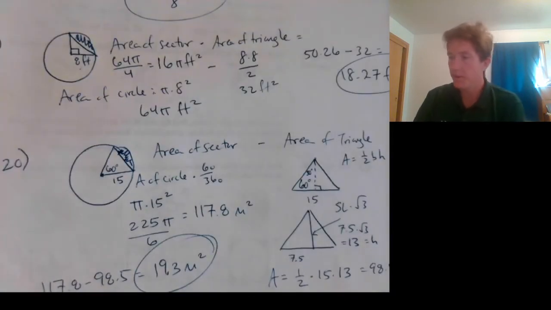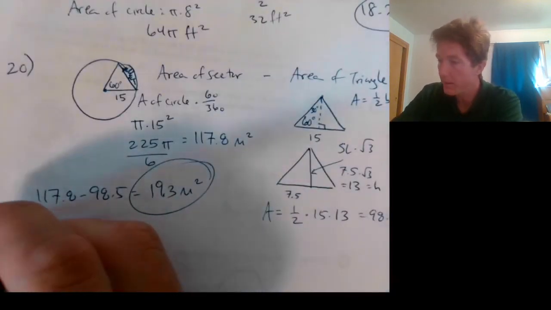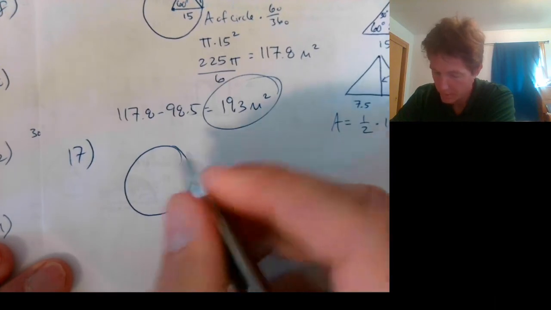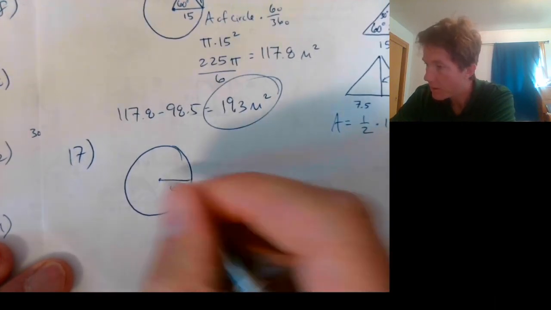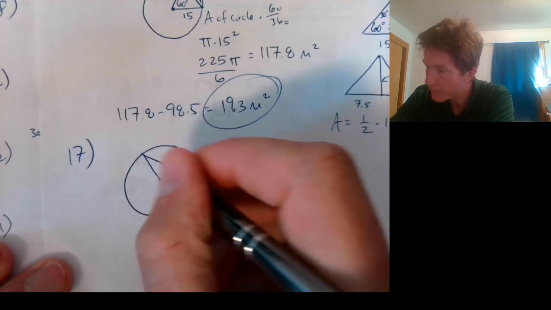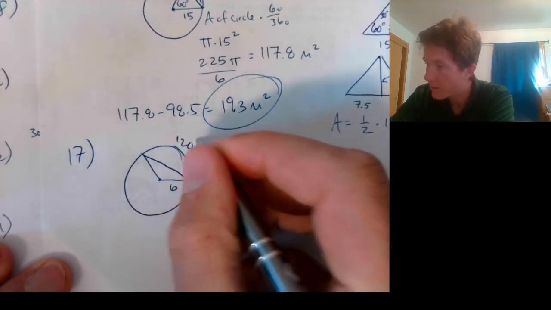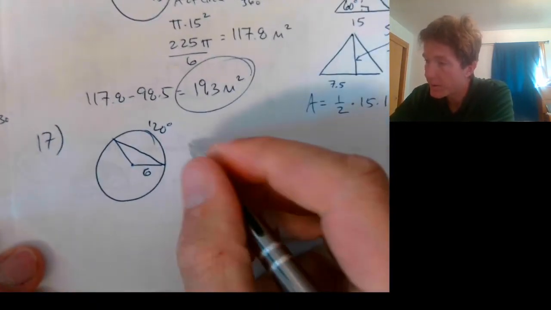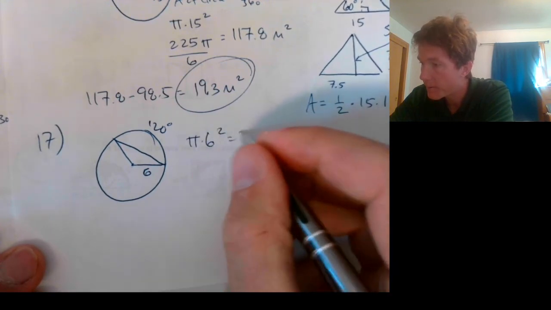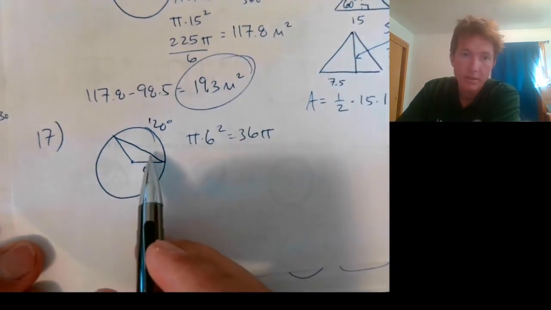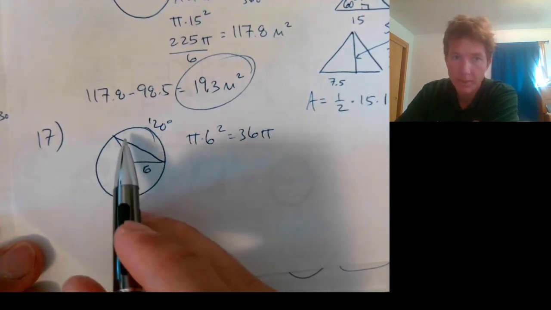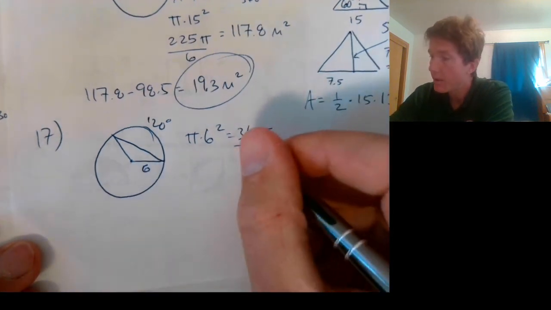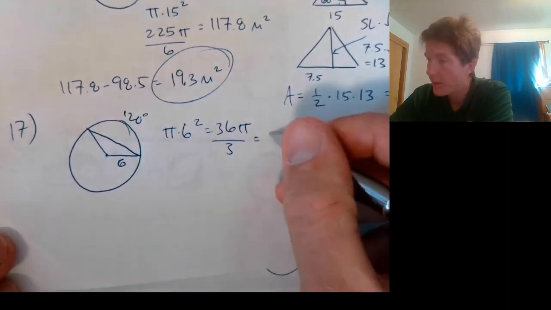I'll tell you what, I'm going to do number 17 right now, just because. Okay, so here's our circle, and this is 120 degrees. So the full circle here is pi r squared, so 36 pi. The segment we're looking at is a third of that, because 120 divided by 360 is a third. So this segment here is 12 pi.